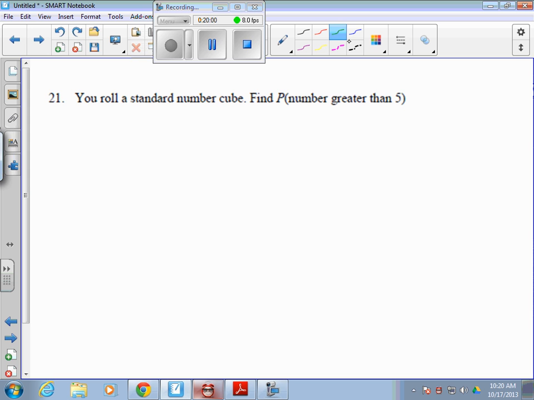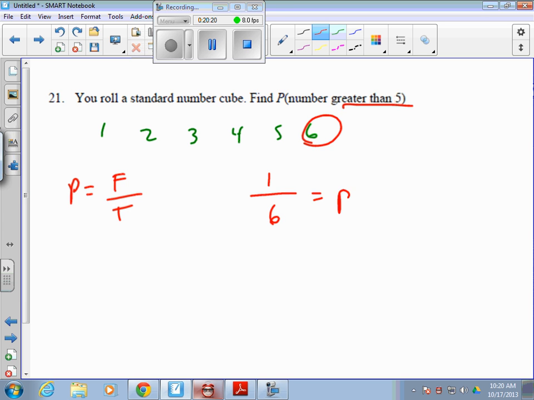21 says you roll a standard number cube. That's 1, 2, 3, 4, 5, and 6 are your outcomes. Find the probability of the number being greater than 5. Greater than 5, there's only one favorable outcome. Remember, probability is favorable over total. So 1 over 6 is the probability, 1 out of the total 6 numbers.